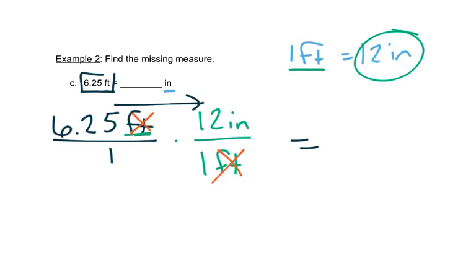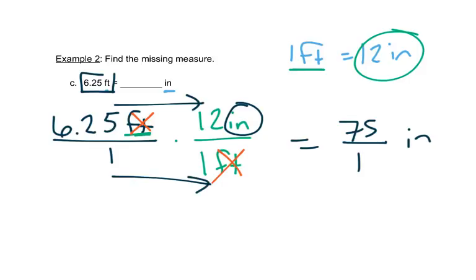6.25 times 12 is 75. We still have inches here at the end. And then 1 times 1 is 1. 75 divided by 1 is 75 inches.